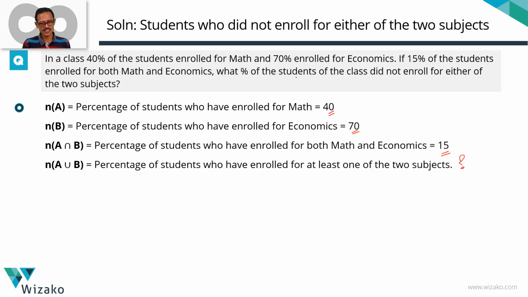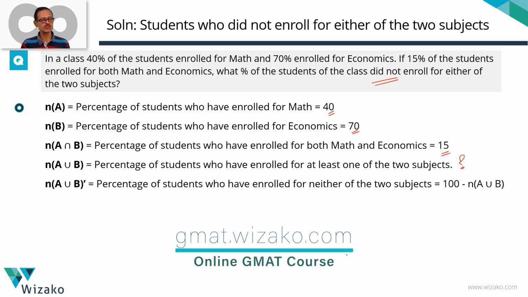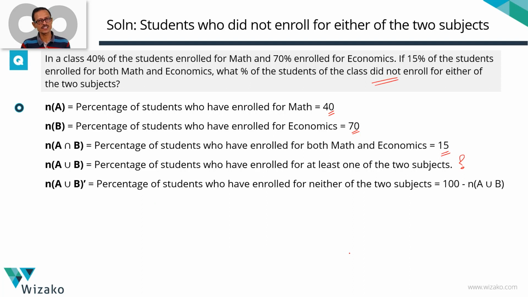No, the question is asking us to find out what percentage of the students did not enroll for either of the two subjects. If n of A union B gives us the percentage of students who enroll for at least one of these two, the complement of that, n of (A union B) complement, will give us the percentage of students who enroll for neither of these subjects. That is going to be equal to 100 minus n of A union B, because all of these are in percentage terms. What we need to find out is also a percentage. So step 1, using information in the first 3 rows, let's compute the value of n of A union B.